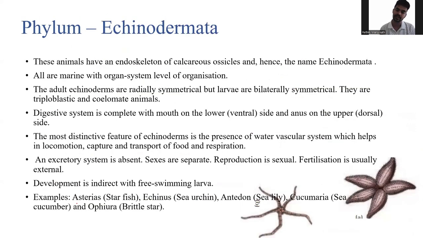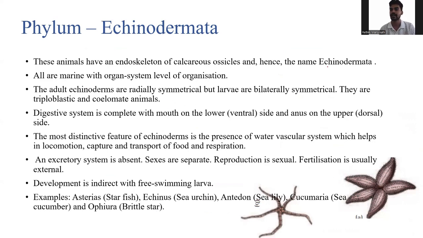Then we have Echinodermata. Coming to the phylum Echinodermata, these animals have an endoskeleton on the surface, that is, calcareous ossicles are present.